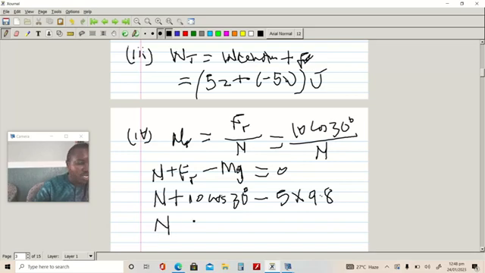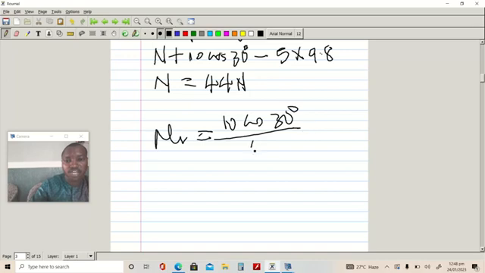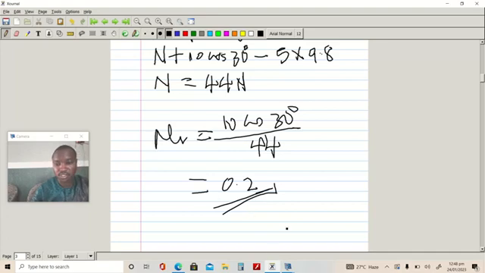So N here is equal to 49. If you do all this, you will have your N to be equal to 44 Newton. That's what we have as N. Having done that, you come back to the coefficient of friction, which is equal to 10 cos 30 degrees divided by 44. And of course, this gives you 0.2. So that is the answer.